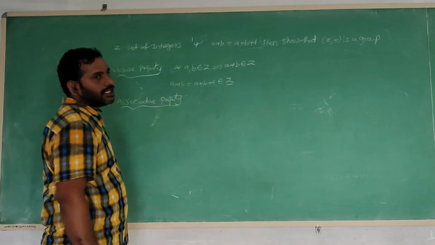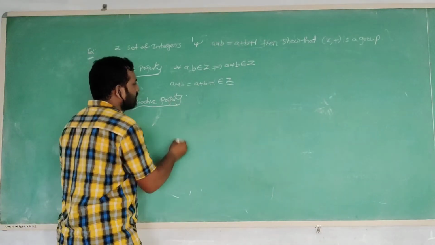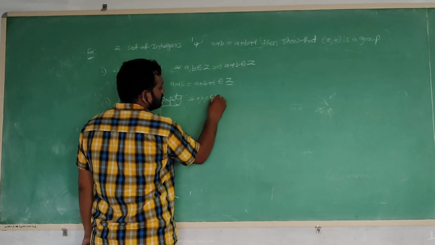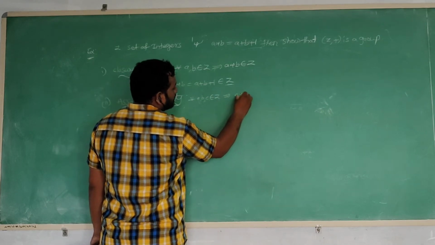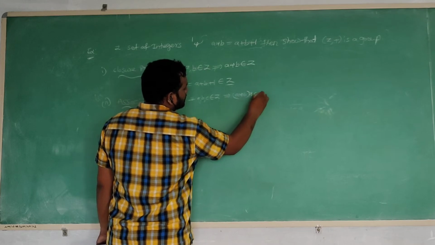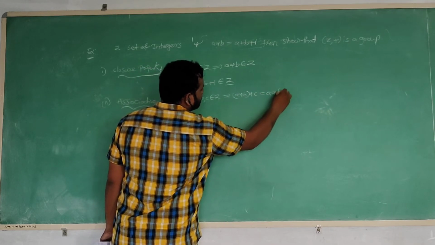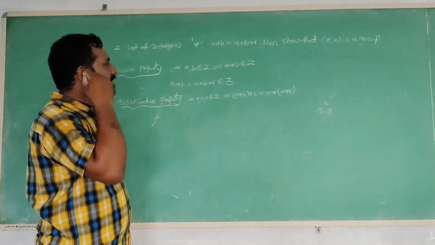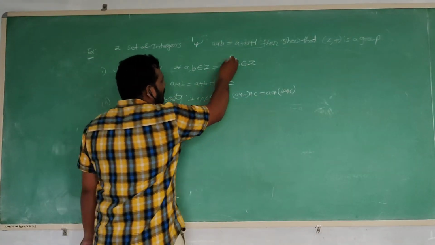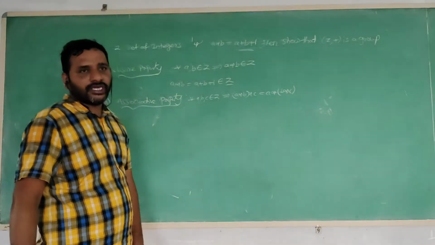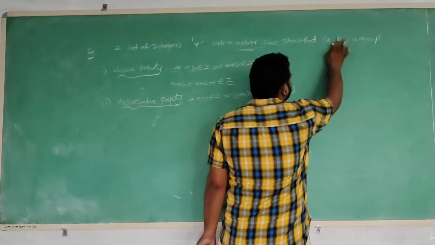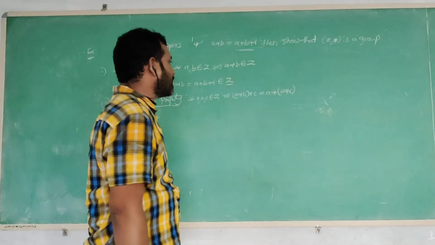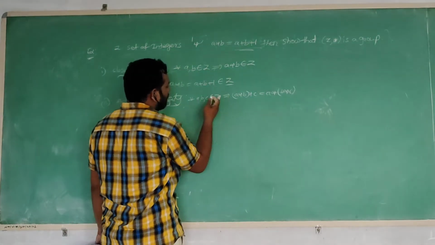Okay? Associative property. What is the associative property here? For all a, b, c belonging to Z, (a * b) * c equals a * (b * c). Star is defined by a * b equals a + b + 1. Sorry, here it is Z comma star, not plus. Z comma star is a group.